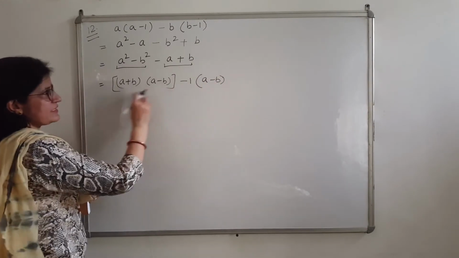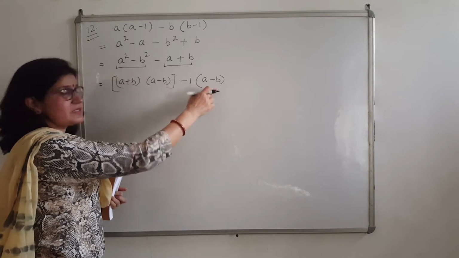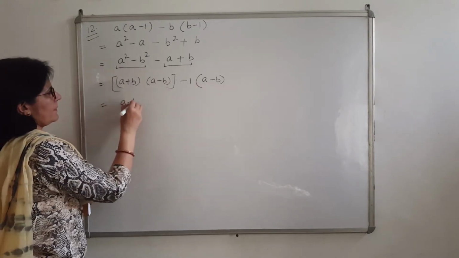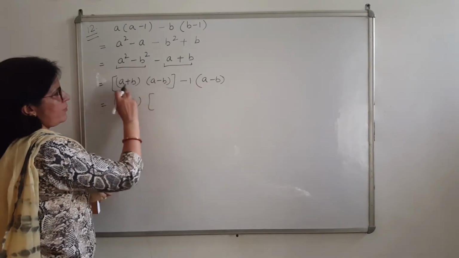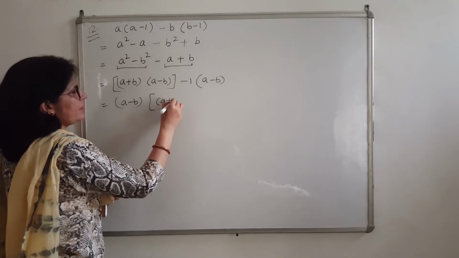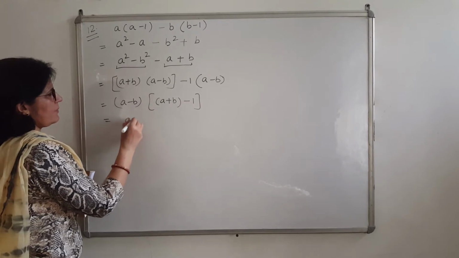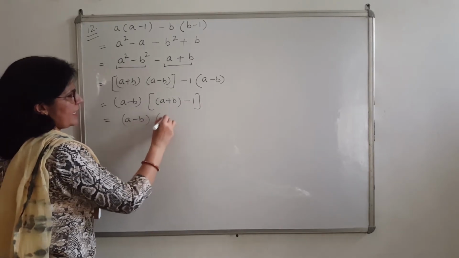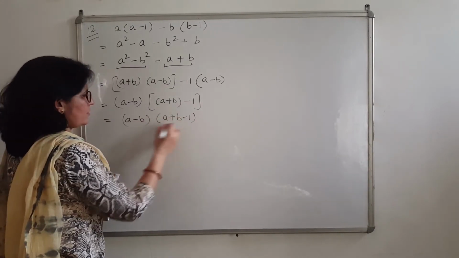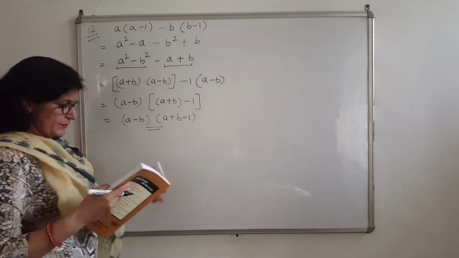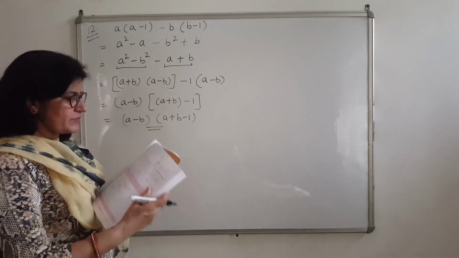Now, further if we see, in both the terms, a minus b is common. From here, a plus b, from here minus 1 left. So our factors are a minus b, a plus b minus 1. This is the answer. Our next question, question number 16.